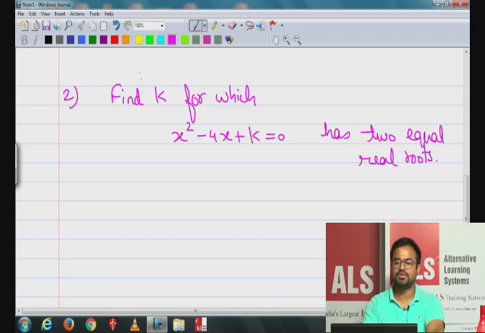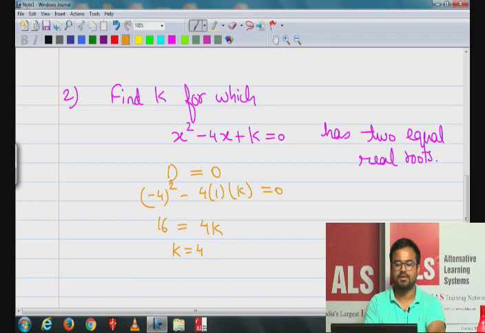So for equal roots, we know that D should be equal to 0, and D is b square minus 4ac. So b square is 16, minus 4 times a and c. In place of c we have k. So we get 16 is equal to 4k, and k is equal to 4. That is the final answer. All of you are getting it?